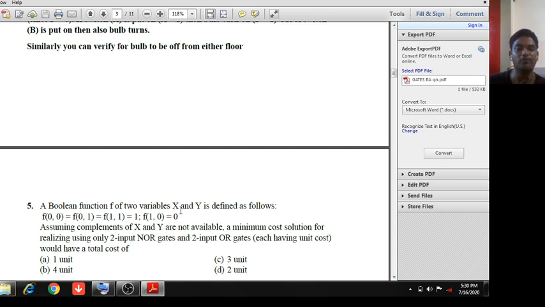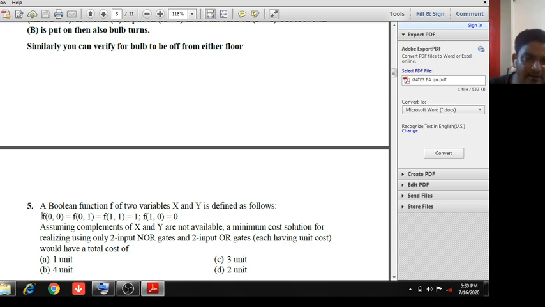A Boolean function of two variables x and y is defined as follows: f00, f01, f11, f10. So f10 is equal to 0, which means there is only one max term and these three are min terms. Assuming complements of x and y are not available, meaning you cannot give x bar and y bar directly as input, what is the minimum cost solution for realizing this using a two-input NOR gate and a two-input OR gate? In this case you can use only 2-input NOR gates and 2-input OR gates. Then what will be the cost of this?